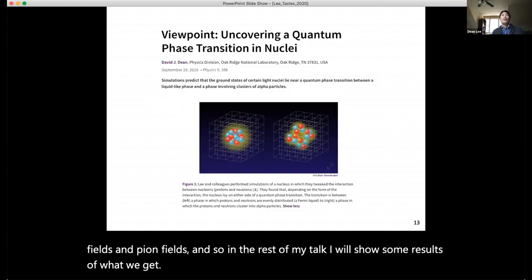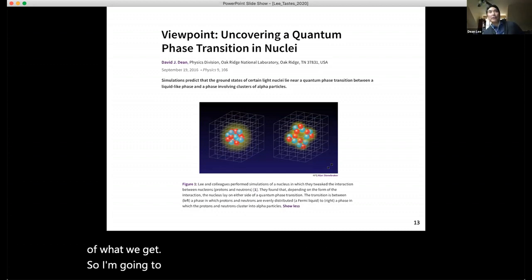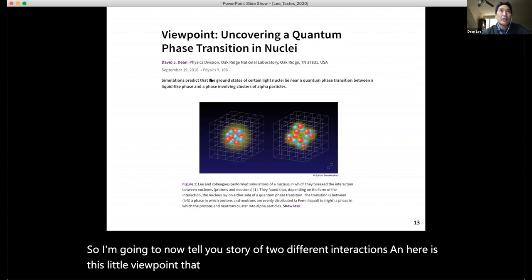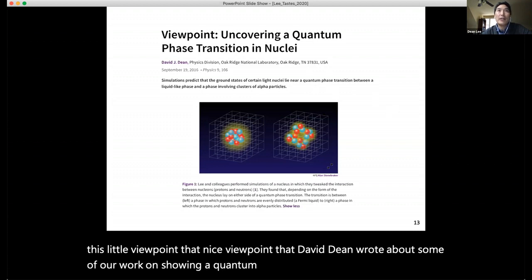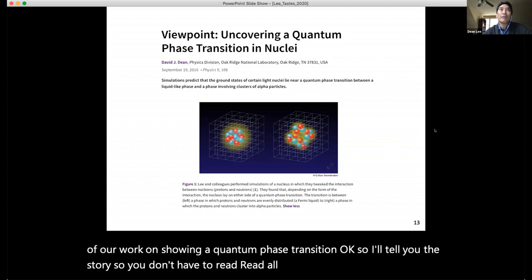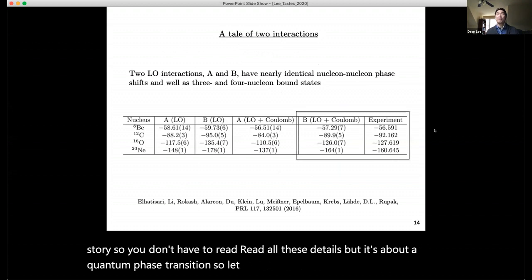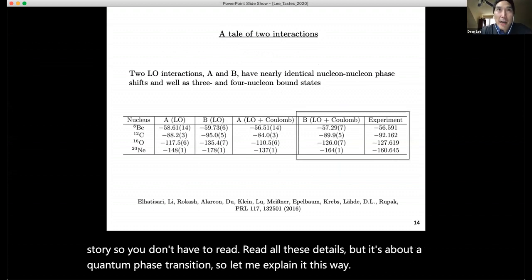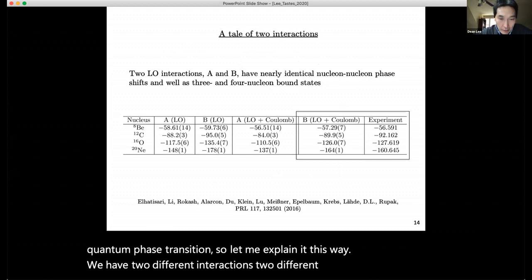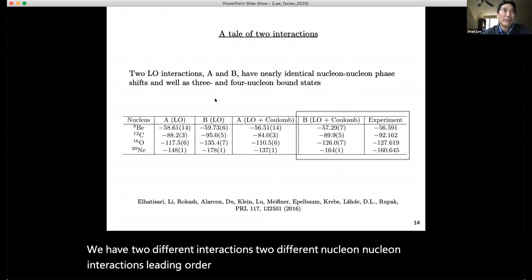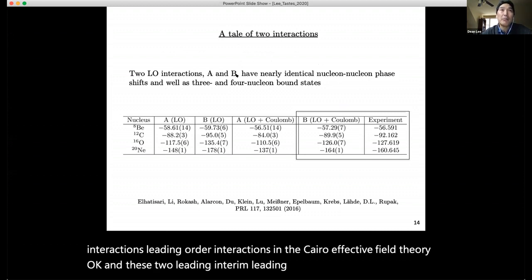Okay? So I'm going to now tell you a story of two different interactions. And here's just a nice viewpoint that David Dean wrote about some of our work on showing a quantum phase transition. Okay, so I'll tell you the story so you don't have to read all these details, but it's about a quantum phase transition. So let me explain it this way. We have two different nucleon-nucleon interactions, leading order interactions in the chiral effective field theory. And these two leading order interactions, A and B, have almost identical nucleon-nucleon phase shifts.